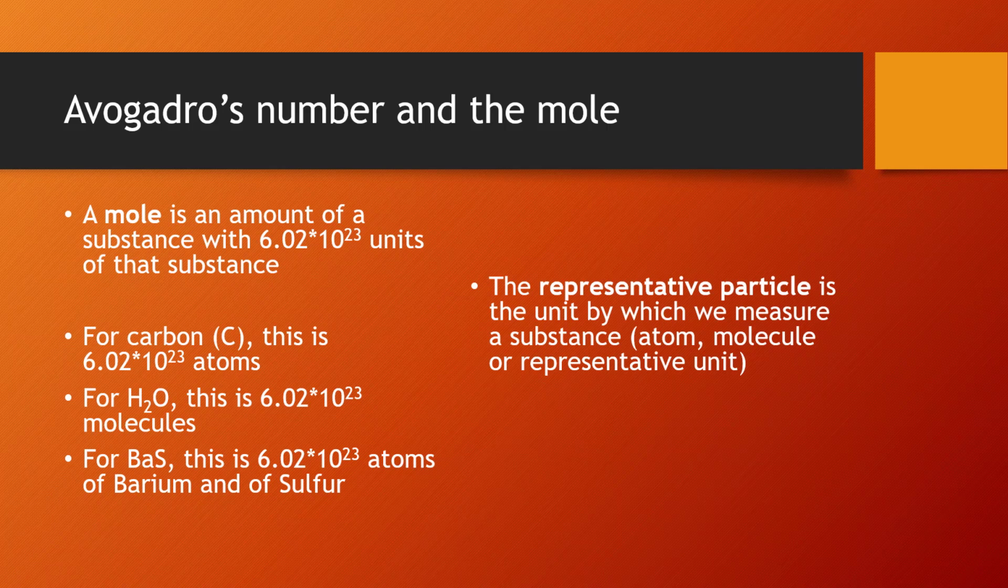A mole is an amount of substance with 6.02 times 10 to the 23rd units of that substance. For carbon, this is 6.02 times 10 to the 23rd atoms. For water, this is 6.02 times 10 to the 23rd molecules. And for barium sulfate, this is 6.02 times 10 to the 23rd atoms of barium and of sulfur, so of both. And this is what we mean by representative particles. It's the unit by which we're measuring a substance, the atom, the molecule, or the representative unit of an ionic compound.